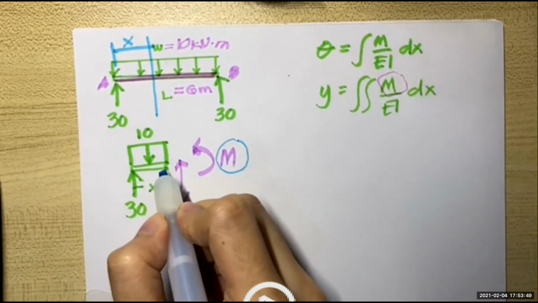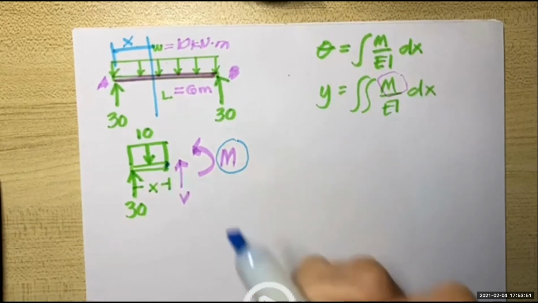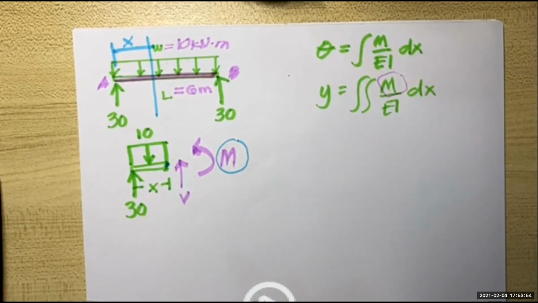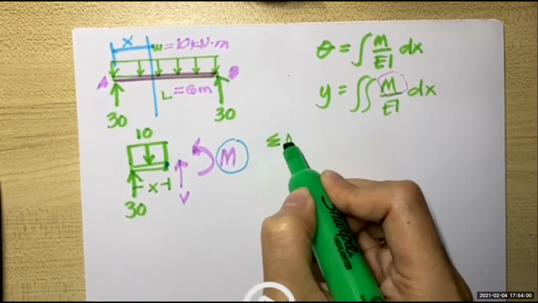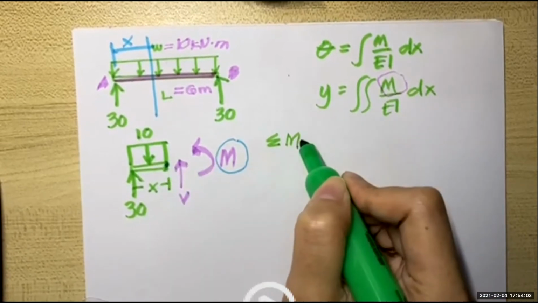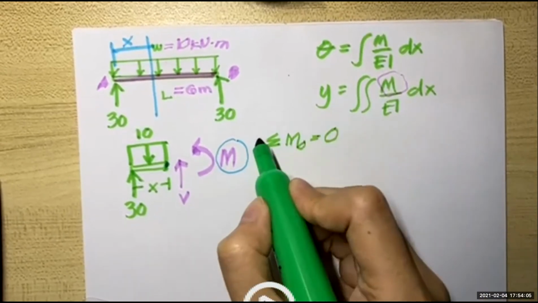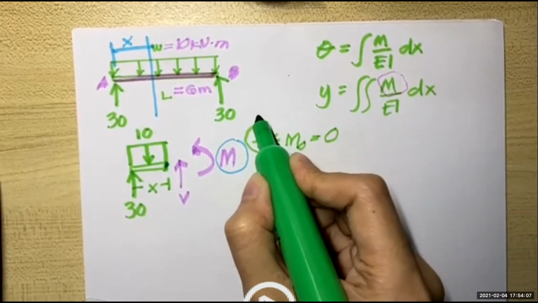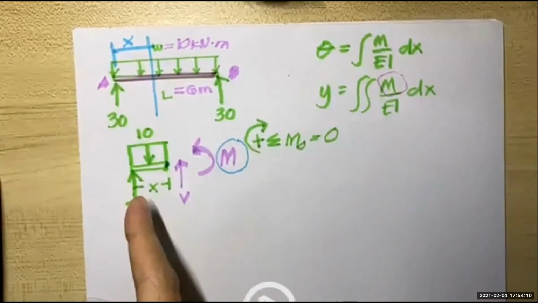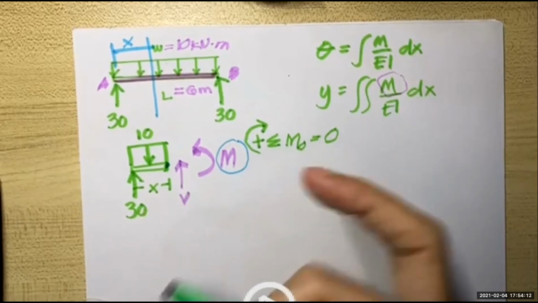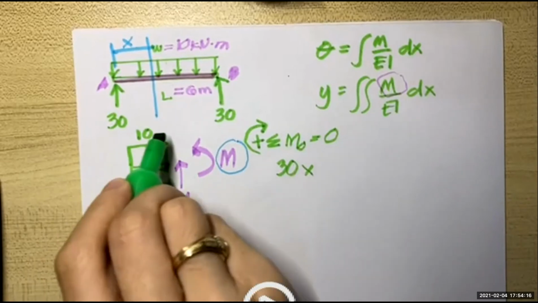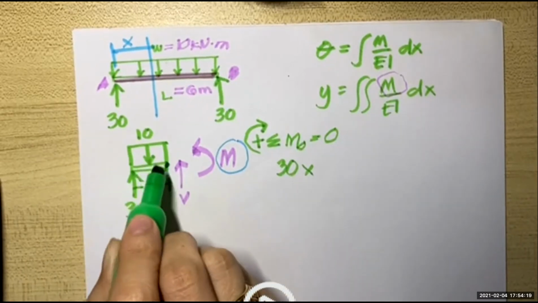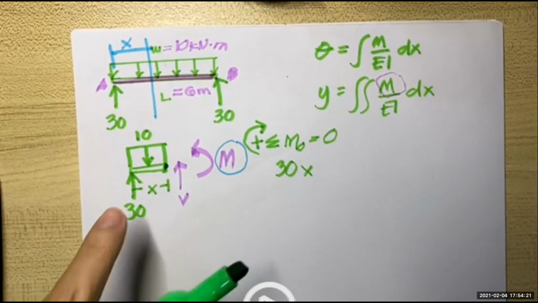Di ba? All you need to do is do summation of moment at this point. So, para mapakita natin kung paano, lagay ko muna yung equation. So, summation of moment at 0 point is equal to 0. Assuming positive clockwise, isa-isahin ko lang, no? So, we have 30 times x, force times distance, 30 times x. Clockwise yung papunta siya sa point na to, di ba? Clockwise, so positive. Then we have your uniform load.